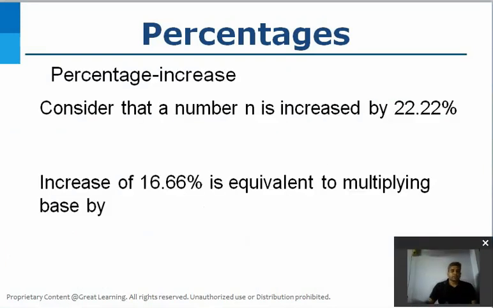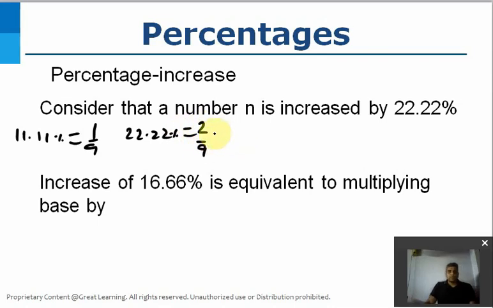So let's move to the next part. In this part we are trying to find out a percentage increase and percentage decrease. First situation is that a number n is increased by 22.22%, and I need to find out what exactly that number becomes. As I know, 11.11% was nothing but 1 by 9, and 22.22% was 2 by 9, right?